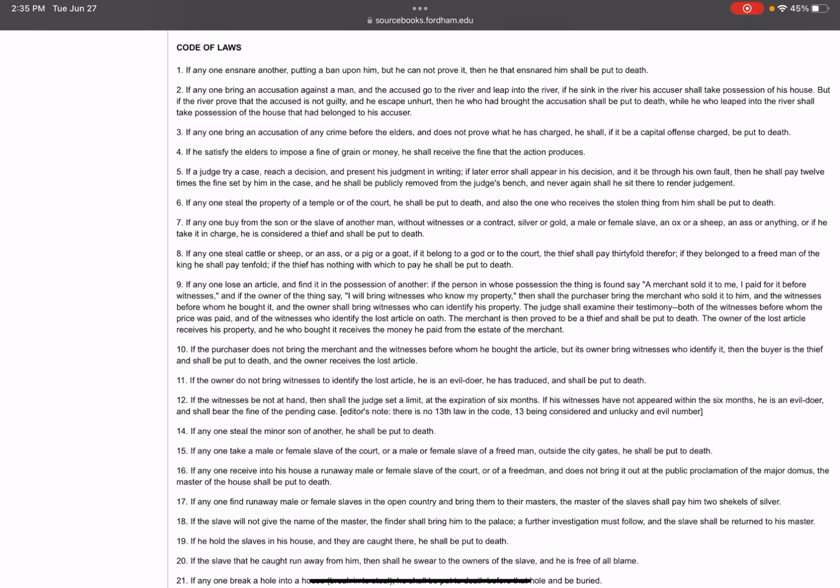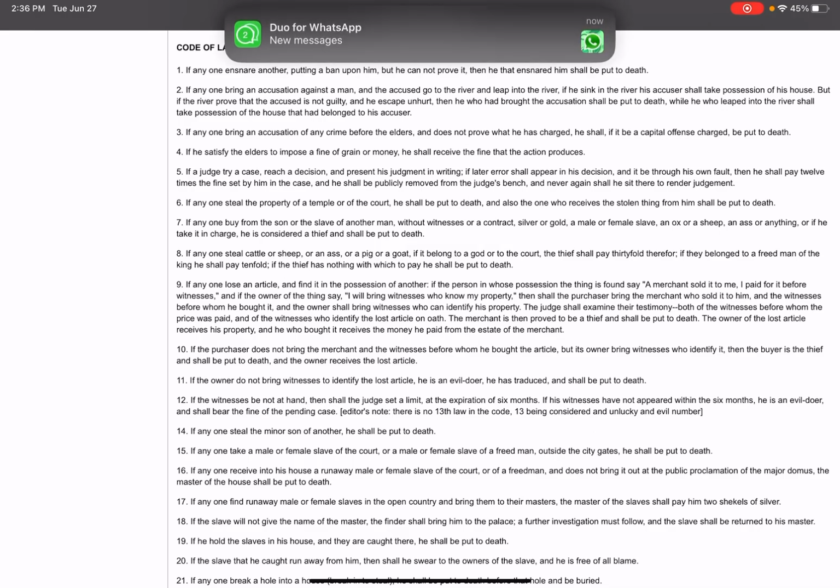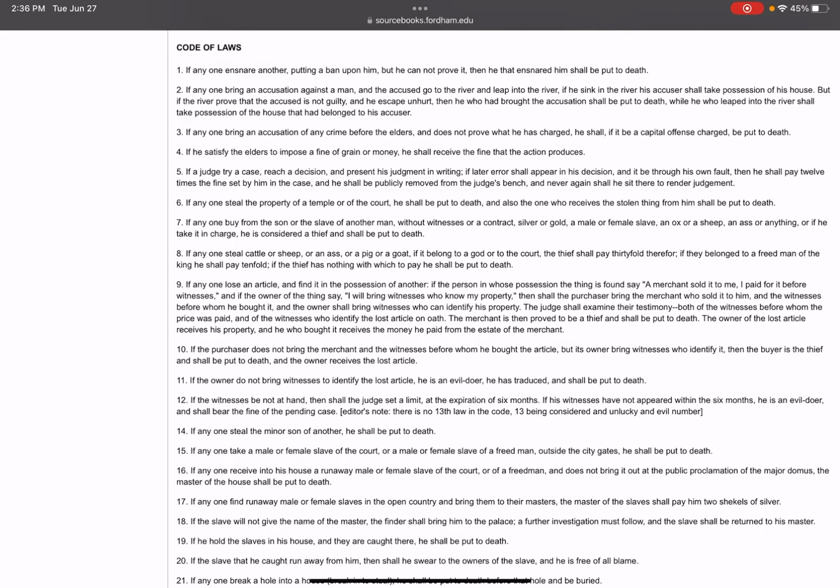If you look at number 3 in the Code of Laws here, if anyone bring an accusation of any crime before the elders and does not prove what he has charged, he shall, if it be a capital offense charge, be put to death. Imagine the litigation between different interests in the modern day, right? If one company was suing another company for something like patent infringement, if they're seeking, I don't know, $5 billion or something like that, if they couldn't prove that the other company had infringed upon their patent, that punishment would rebound on them and they would have to pay $5 billion. I think that would probably put an end to frivolous litigation. I'm not saying that that's what should happen in the modern day, but that's what's trying to be prevented here.